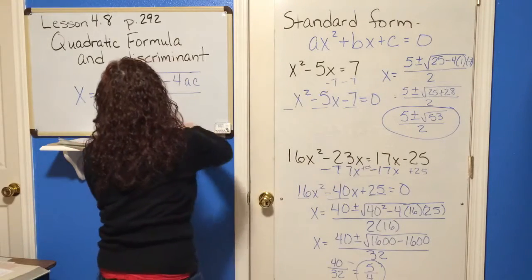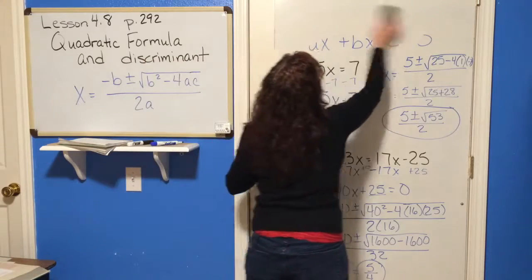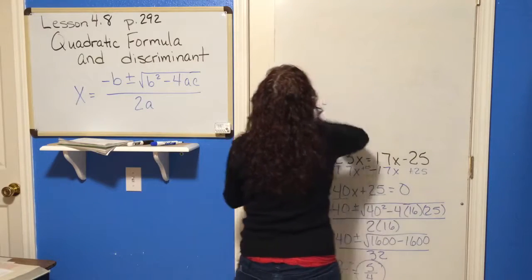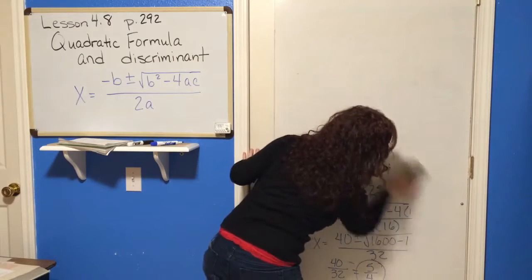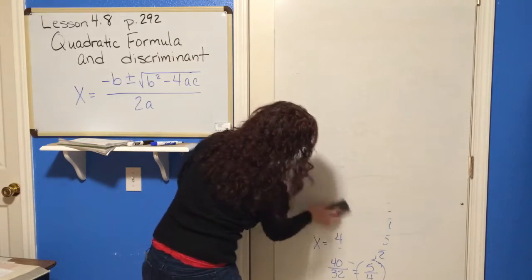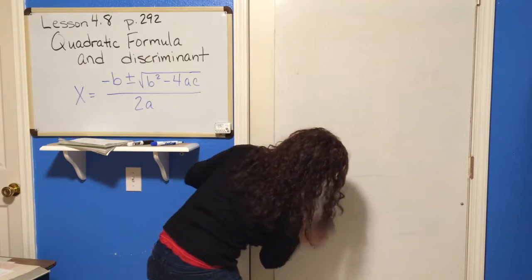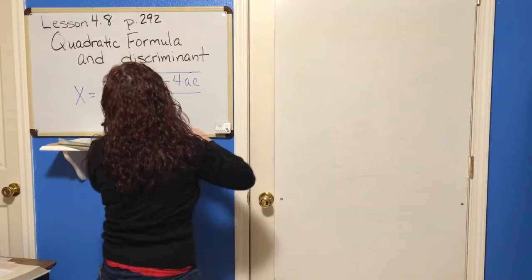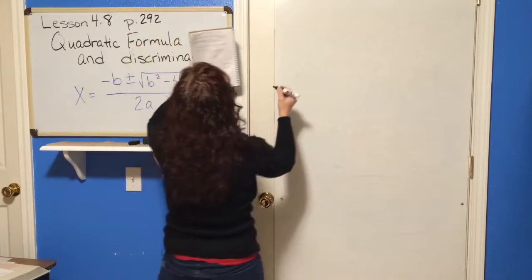All right, let's do another one. One more. While I'm erasing, look over, make sure you remember the quadratic formula. And then after this one, we're going to look at the discriminant. And that is all we have for today. Here we go. The next equation is x squared minus 6x plus 10.